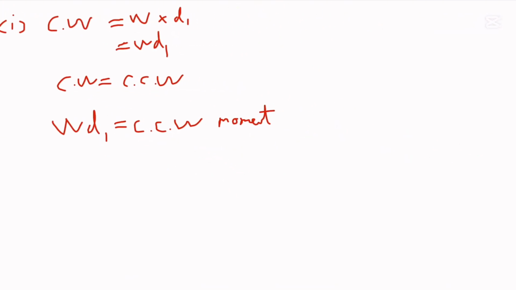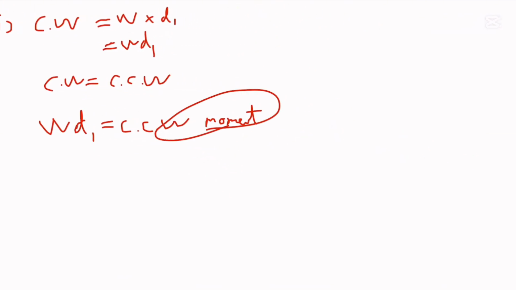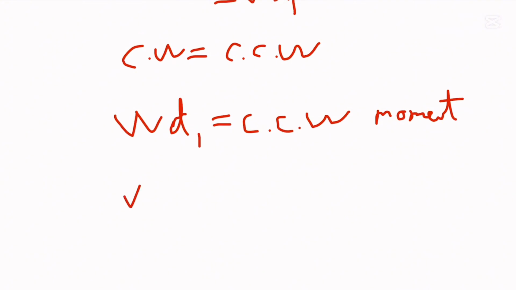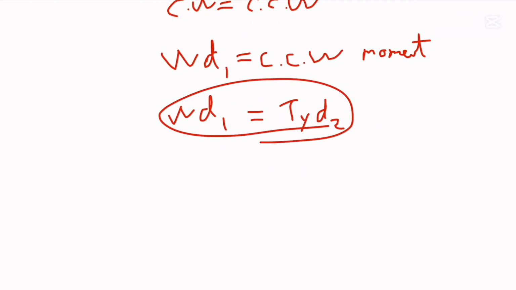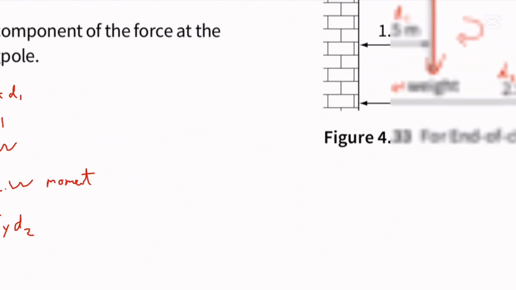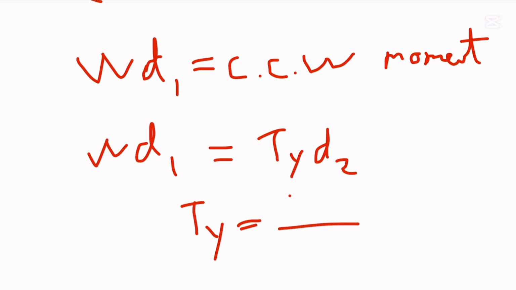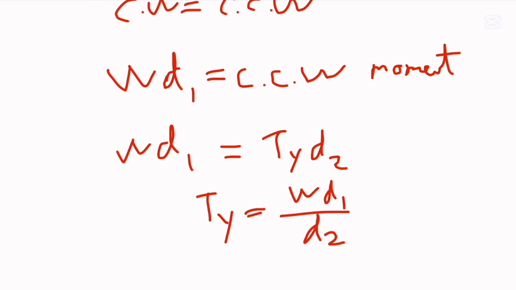Right? Okay, so now you can calculate the counterclockwise moment, which will be the tension force, or the Ty, the vertical component of the tension, multiplied by the distance 2.5, D2. So it's like this. Alright, so Ty multiplied by D2. This will be the equation for this. So to get tension, we need to find the Ty here, and that will be WD1 over D2.